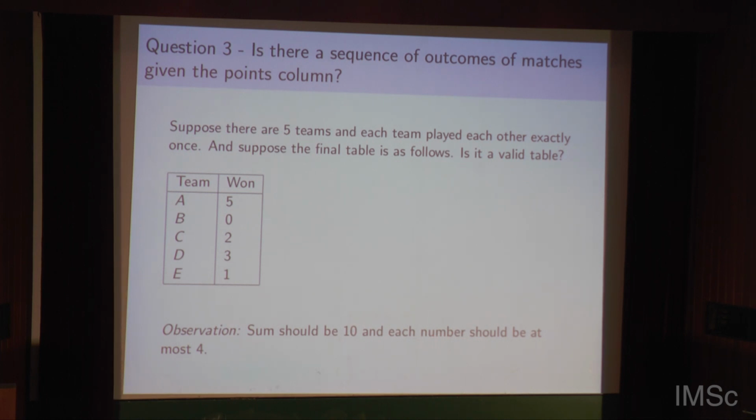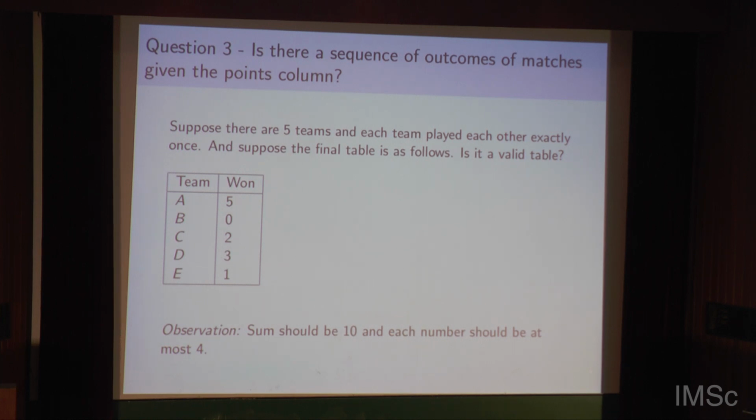I claim the sum should be 10. Why? How many matches have been played? 5 teams. So each one would have played 4 matches with everybody else. So it's 5 into 4, 20, but that is twice the number of edges. The number of matches played is 10, and every match is won by somebody.